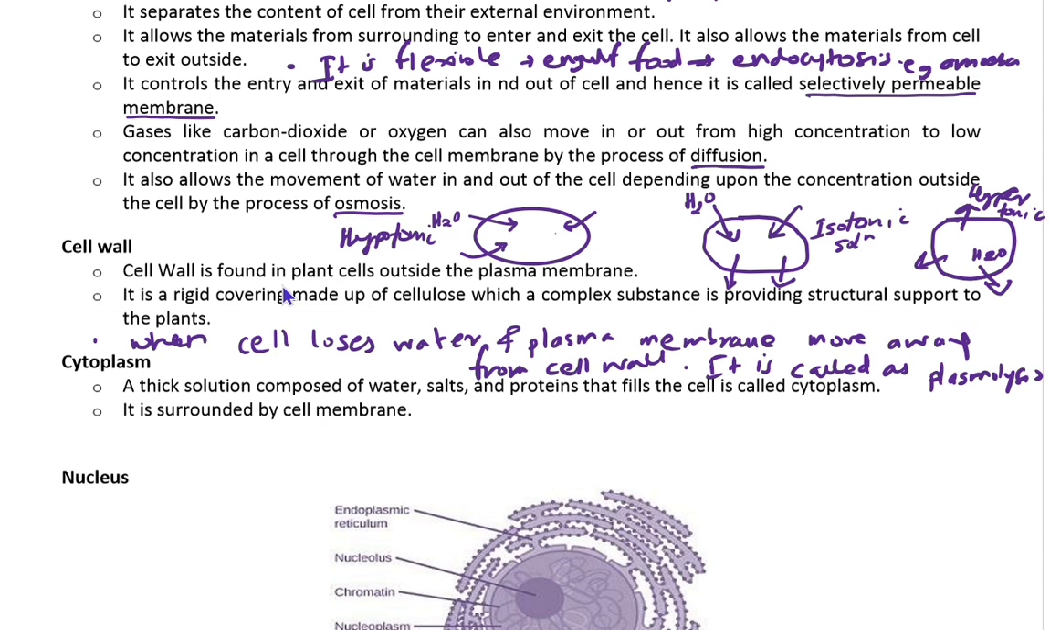The next important organelle or component of the cell is the cytoplasm. This is the fluid matrix, a thick solution composed of water, salt, and protein, that fills the cell, and is called the cytoplasm. It is present between the plasma membrane and the nucleus, along with the cell organelles. From outside it is surrounded by the cell membrane.